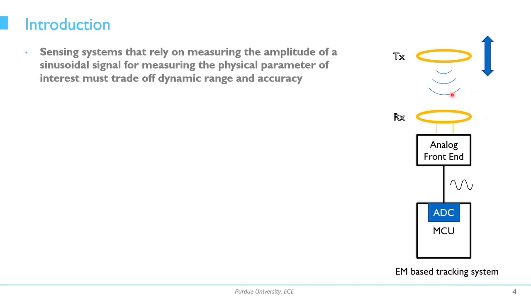The voltage that is induced on the receiver coil is then amplified by the analog front end and then sampled using an ADC. Now, if the transmitter gets too close to the receiver, the signal may get saturated if the amplifier gain in the analog front end is fixed. In such cases, the dynamic range and the accuracy need to be traded off.